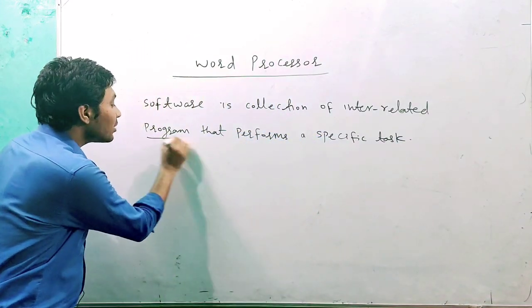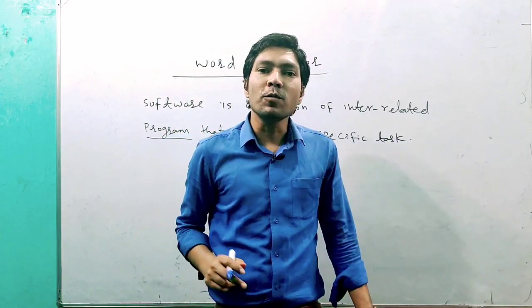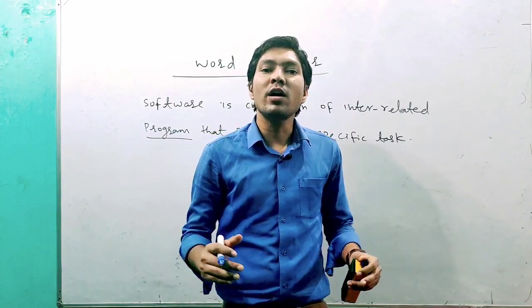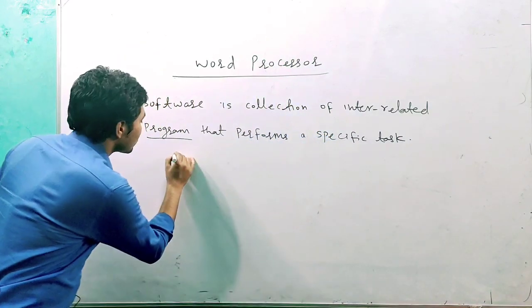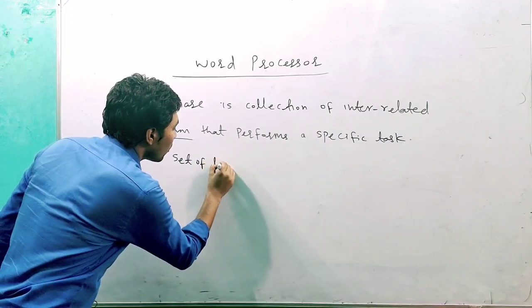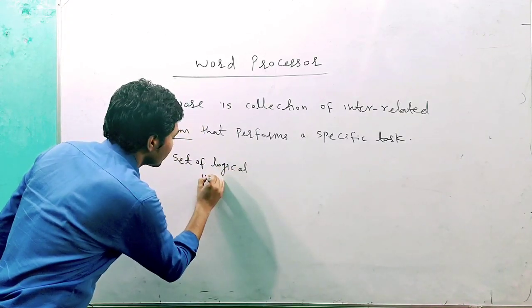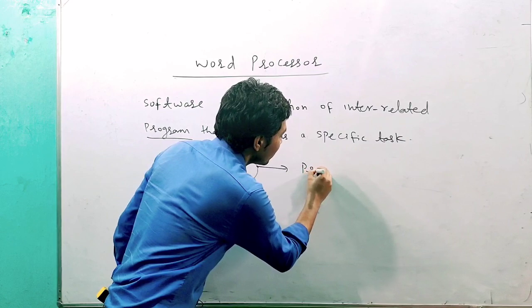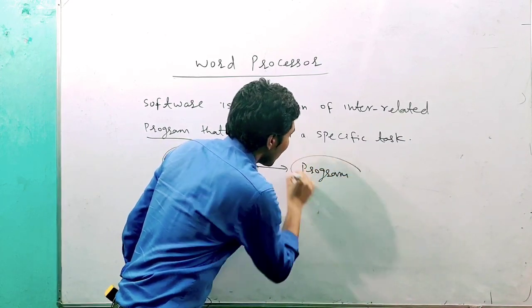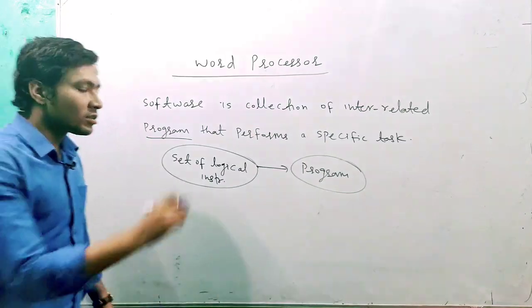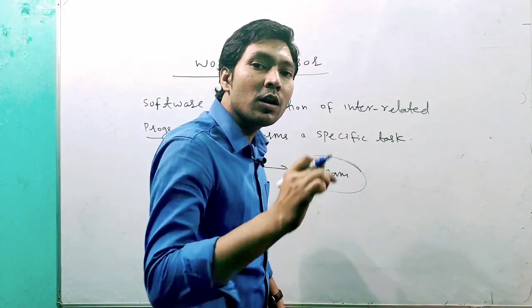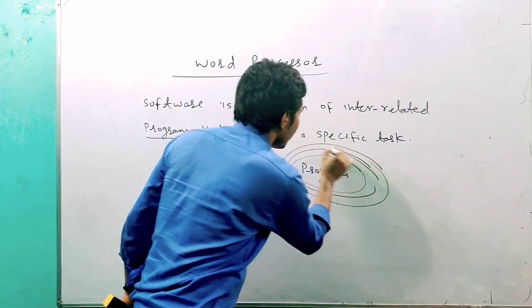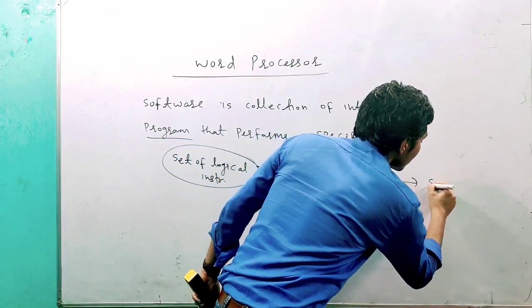But what do you mean by program? A program is a set of logical instructions given to a computer in a particular order to perform a specific task. So a set of logical instructions is called a program, and a collection of many programs, a collection of interrelated programs, is called software.